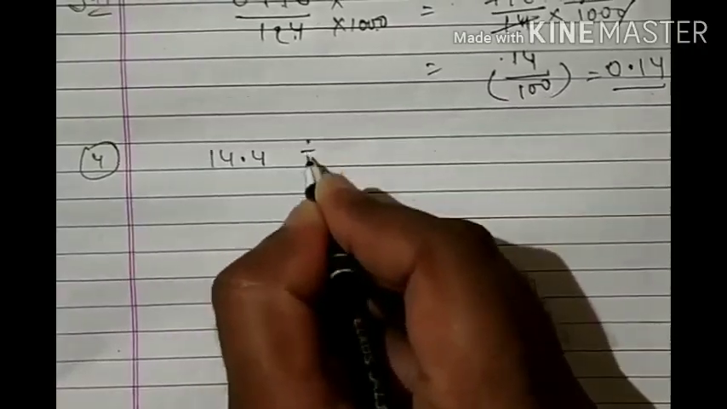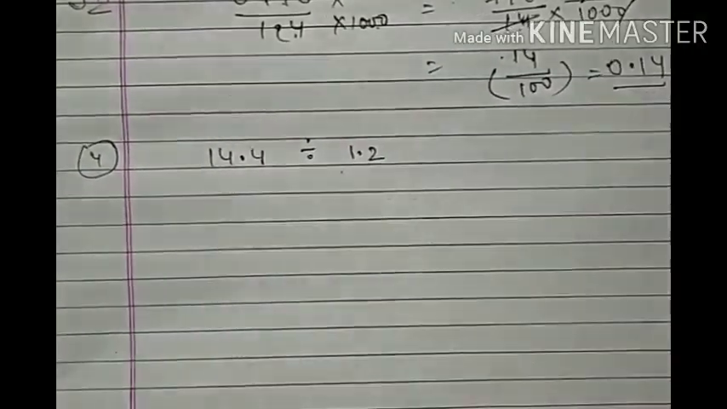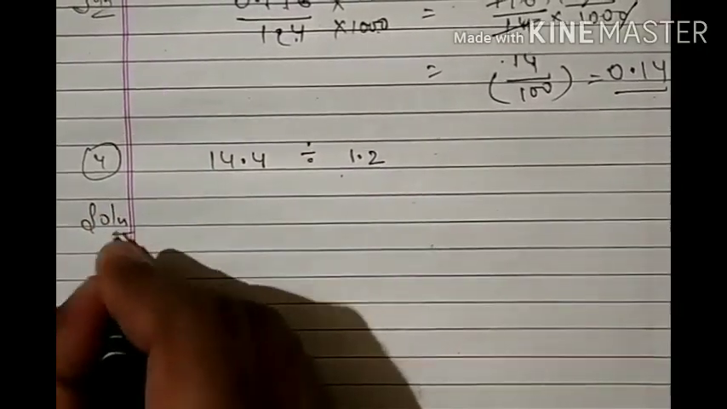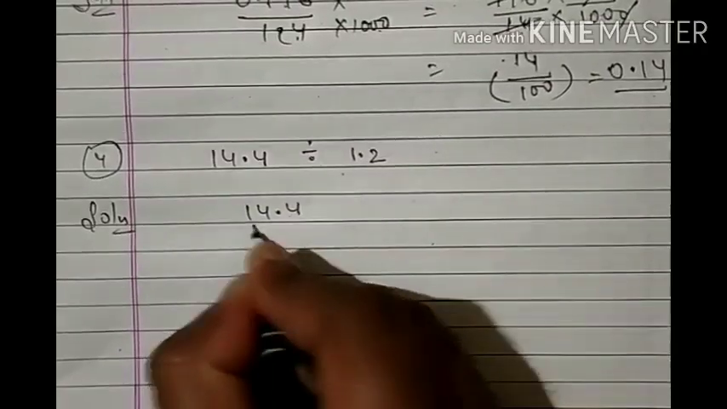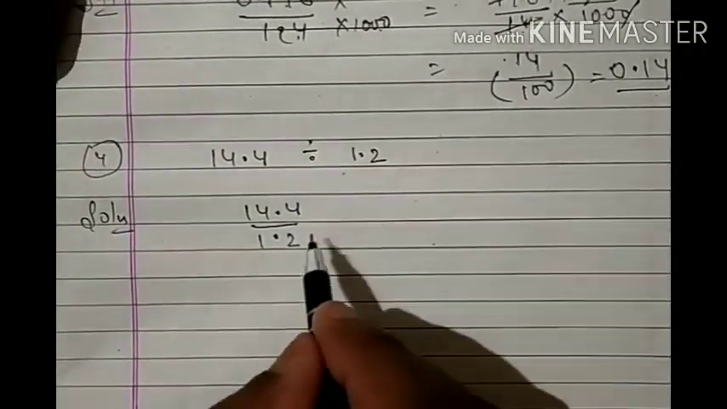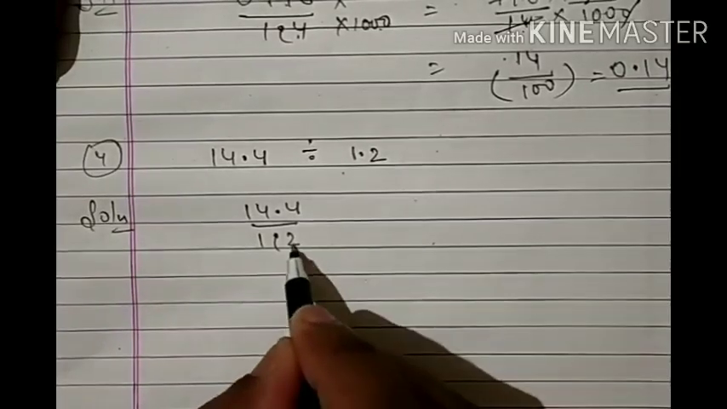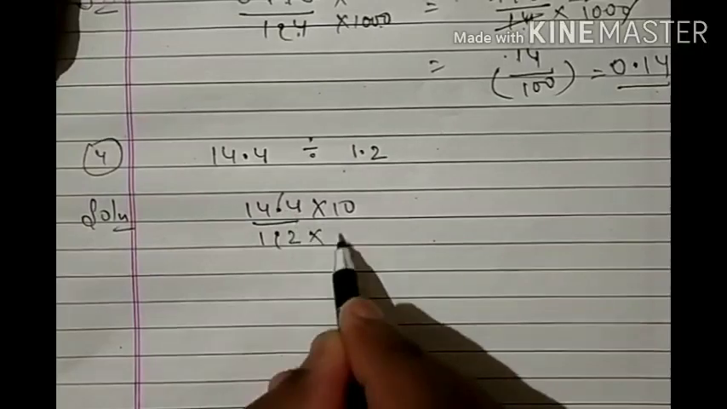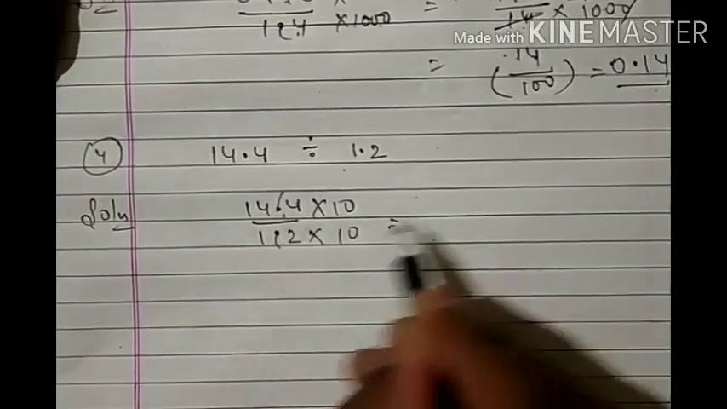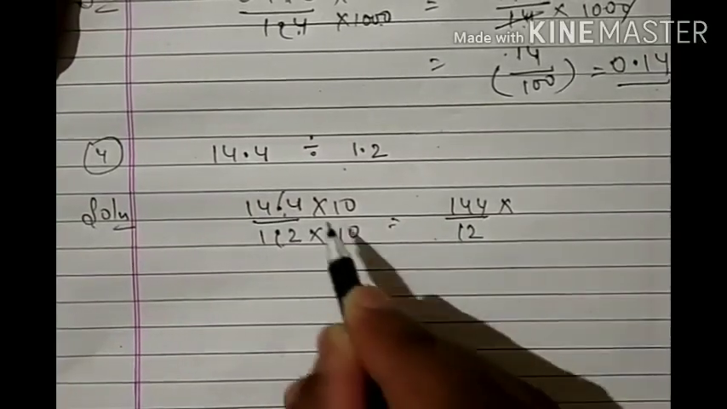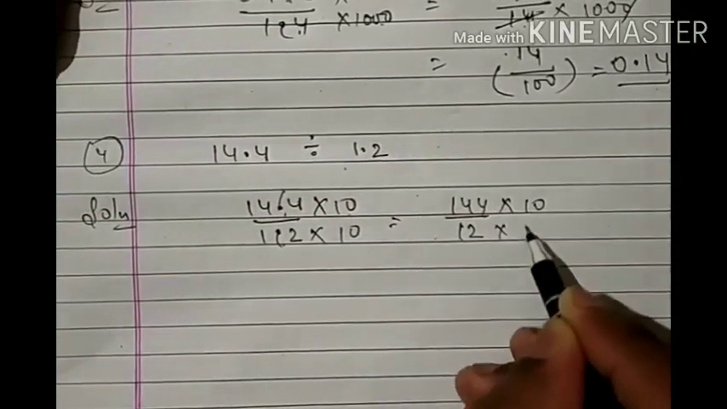14.4 divided by 1.2. I hope you all are able to solve this. We will simply write 14.4 divided by 1.2. Now we will eliminate the decimal. If we remove this decimal, what do we get? Ones, tens. Very easy. We are left with 144 divided by 12, multiplied by 10 and multiplied by 10.